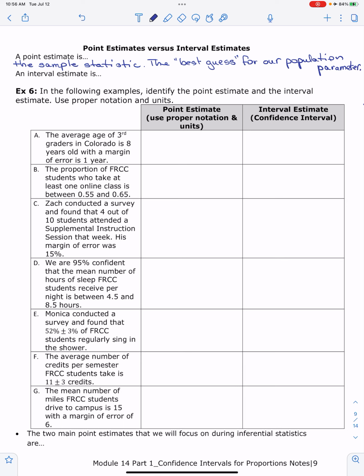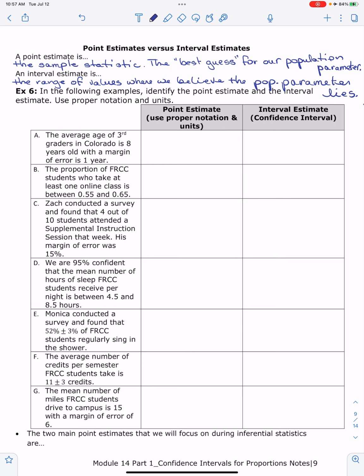The interval estimate is the range of values where we believe the population parameter lies. And that is at a certain confidence level, and we will talk about that shortly.